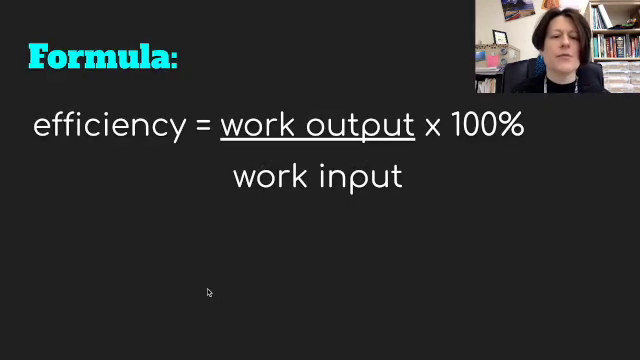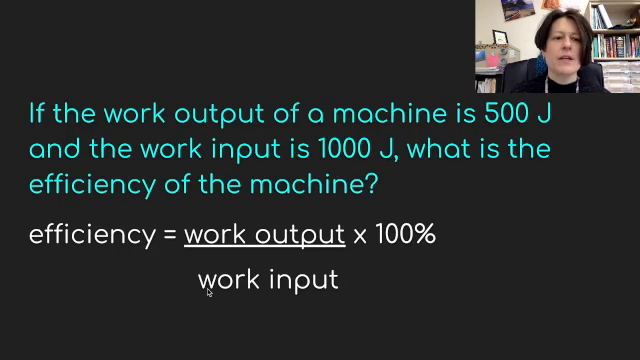So our formula for this is going to be efficiency equals the work output divided by the work input times 100%. So work output is how much work came out, how much work was put in is work input. So for example, if the work output of a machine is 500 joules and the work input is 1000 joules, what is the efficiency of the machine?